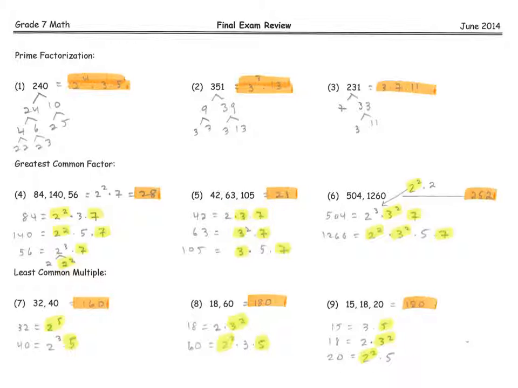42 used 3 and 7. 63 used 3 squared, which includes 3 times 7. And 105 had 3 times 7, so the greatest common factor was 21.